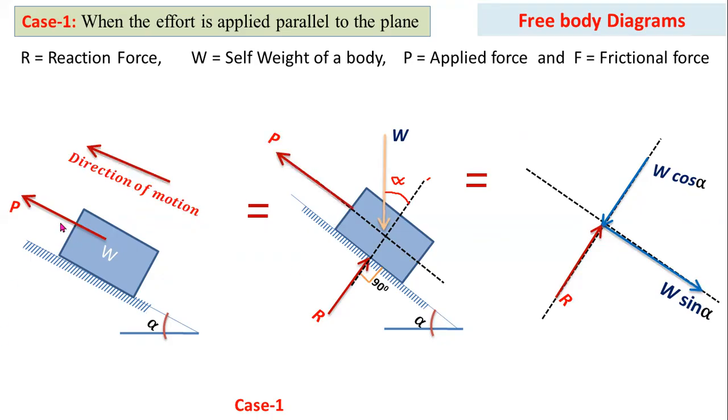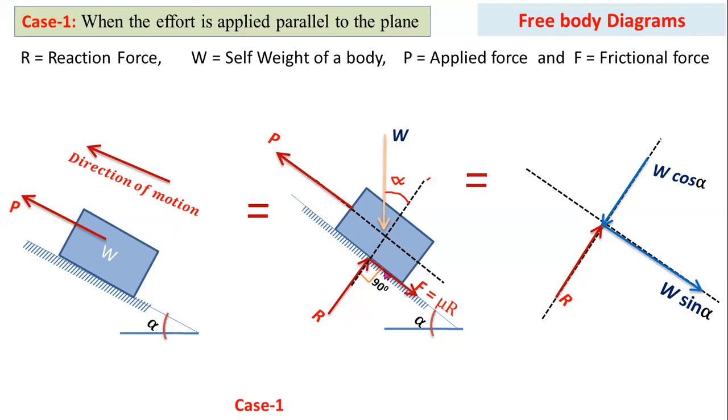When you are applying the pulling force in upward direction, then the direction of motion of the block is also upward. So here already we know that the frictional force always acts opposite to the direction of motion. So here the direction of motion is upward, so you have to consider downward frictional force. This is the frictional force, so F equal to mu R.